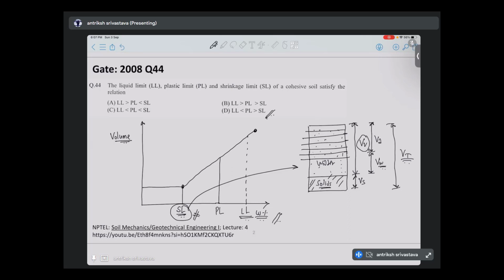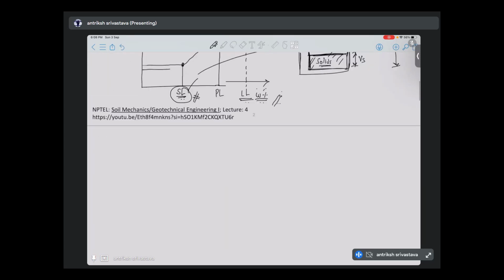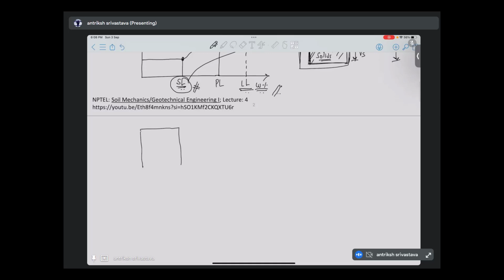But after some amount of time, all the water will go away if you keep on drying the soil. But the volume will stop at a threshold. Even though this is the volume of the solids, we'll have some more volume. That is because of how the soil solids are arranged. If you assume that soil solids are like spheres for simplicity, they are arranged like this and they have empty space.